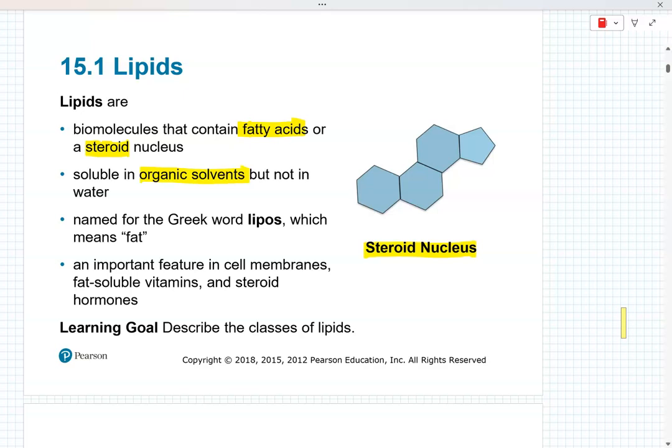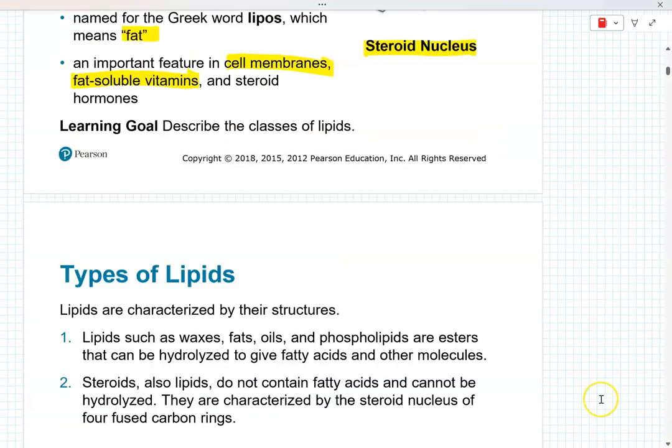Okay? The name is derived from the Greek word for fat, and they play absolutely crucial roles in the cellular membranes in the form of phospholipids. They comprise a lot of fat-soluble vitamins, participate in the energy storage, and also form a variety of various steroid hormones, from mineralocorticoids to glucocorticoids to androgens.